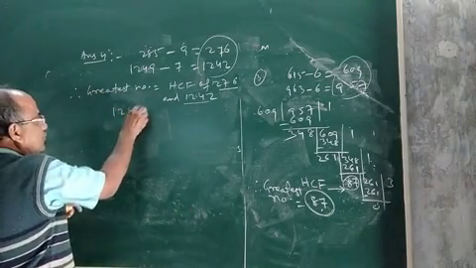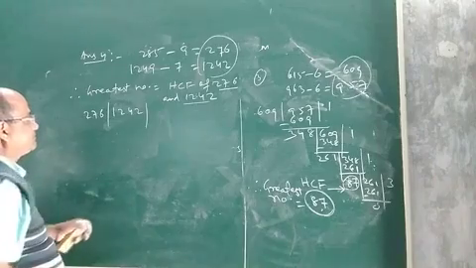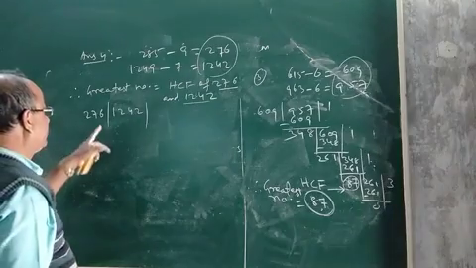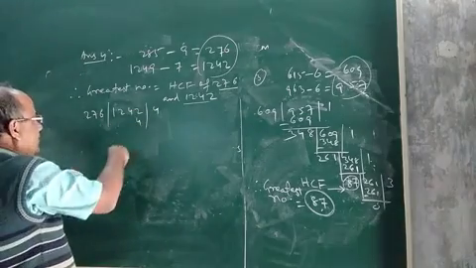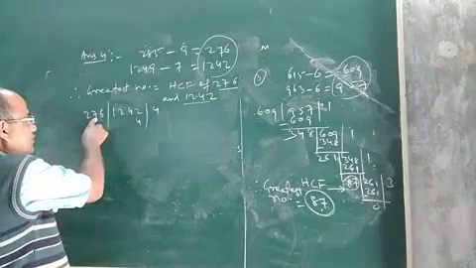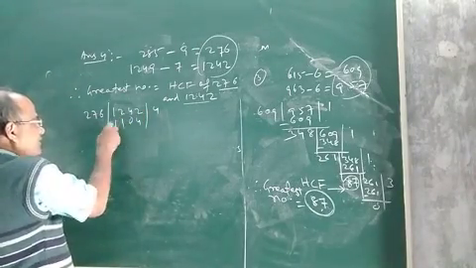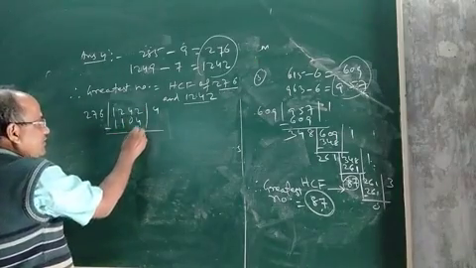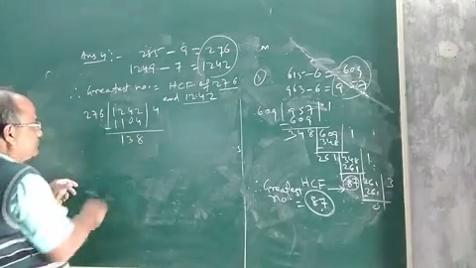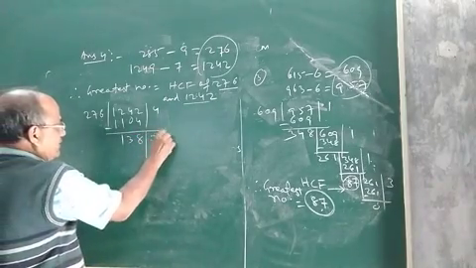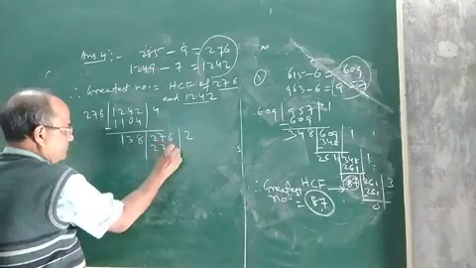So it is 1242 divided by 276. Now what to put here? Can we put 4? Let us see. 4 times 6 is 24. Carry 2. 4 times 7 is 28 plus 2 is 30. Carry 3. Yes, it is 1104. Now subtract. 8, 3, 1. This is 276. Now 138 into 2.